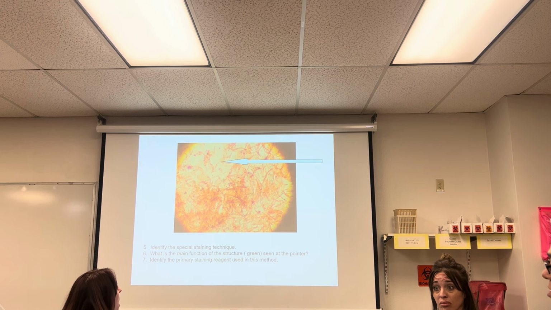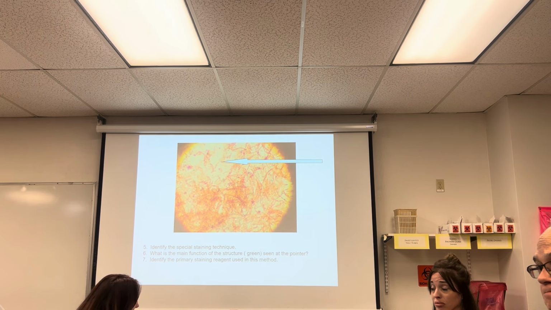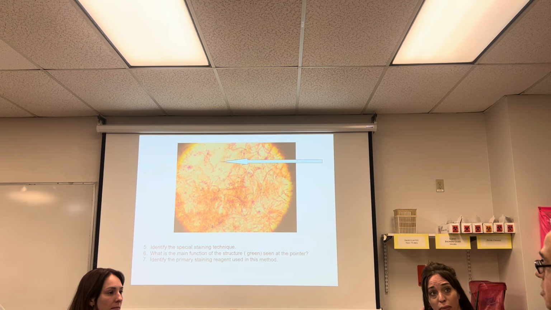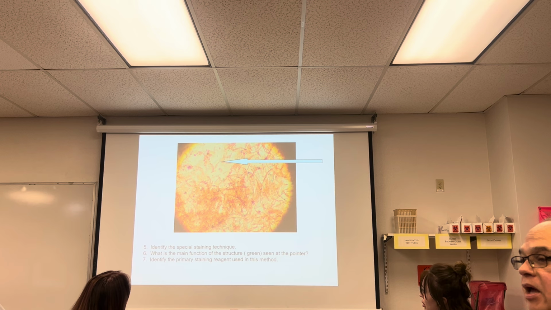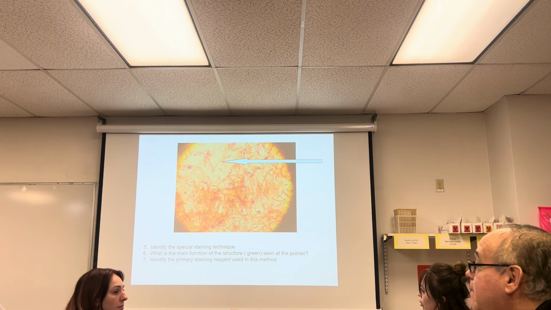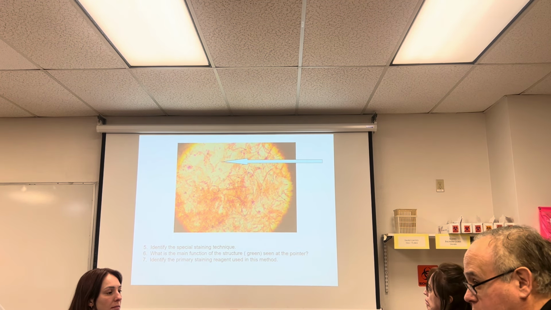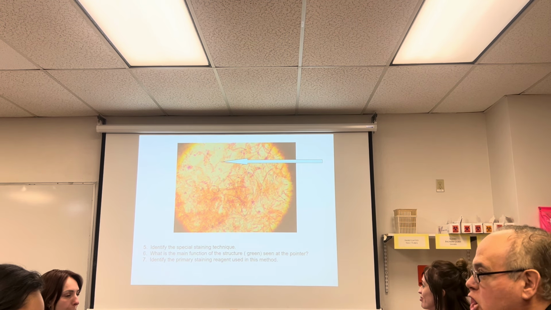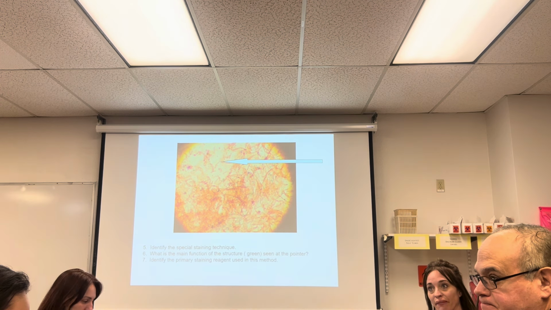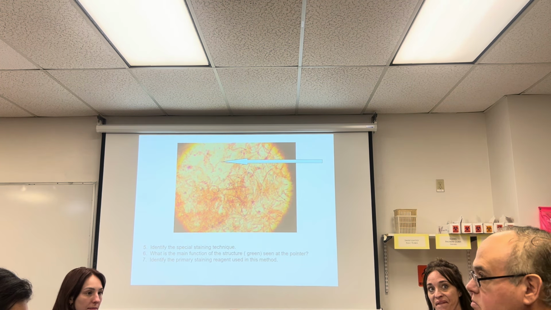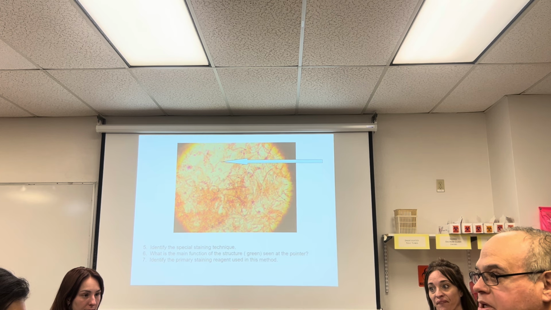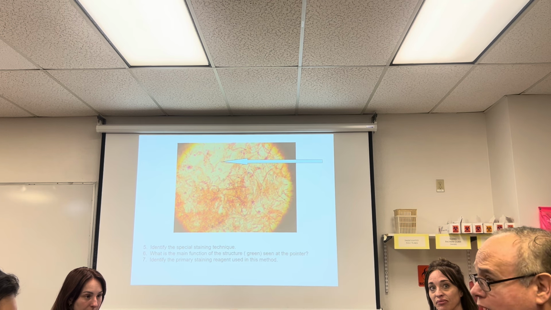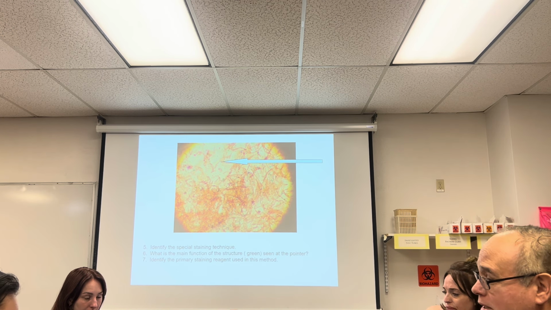Okay? So what's this special staining technique called? Endospore. What is the main function of the structure seen at the pointer, and it's green? And what is it? No, that's the main function, not the primary stain. Survival. You can't put anything else. That's its function. You can't say protection. It's not doing that. Protection is like what the capsule does. But survival is, you can't get rid of these things. There's a big difference.